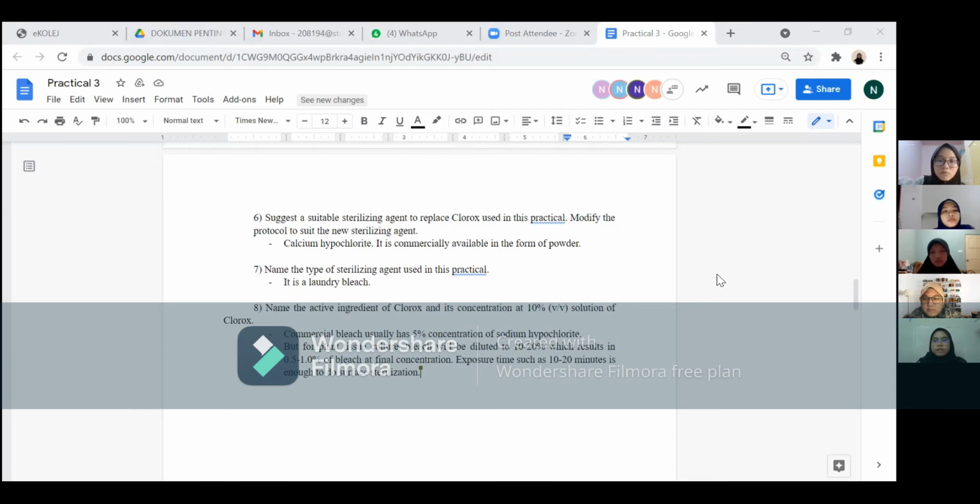So after dissolving it in the water, we filter the solution. So the final concentration of the solution is around 3.0%, and the concentration is just the same as sodium hypochlorite. Then for question 7, name the type of sterilizing agent used in this practical. The type is laundry bleach.